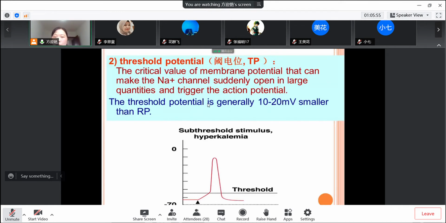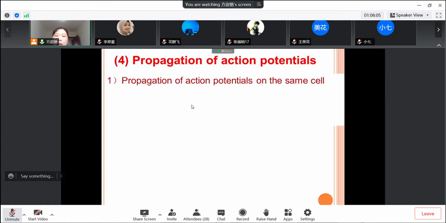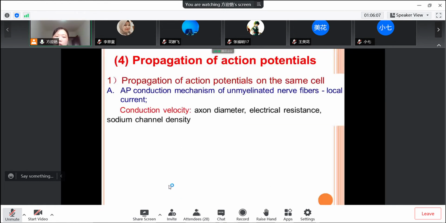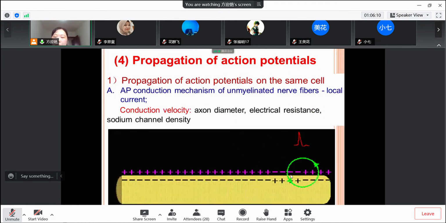Threshold potential, yeah. Okay. This concept I hope you understand. And then we also know that, according to the nerve fiber, we found that there is also this seal. We can see that this stimulation produces the action potential, and then we can see action potential conduction.